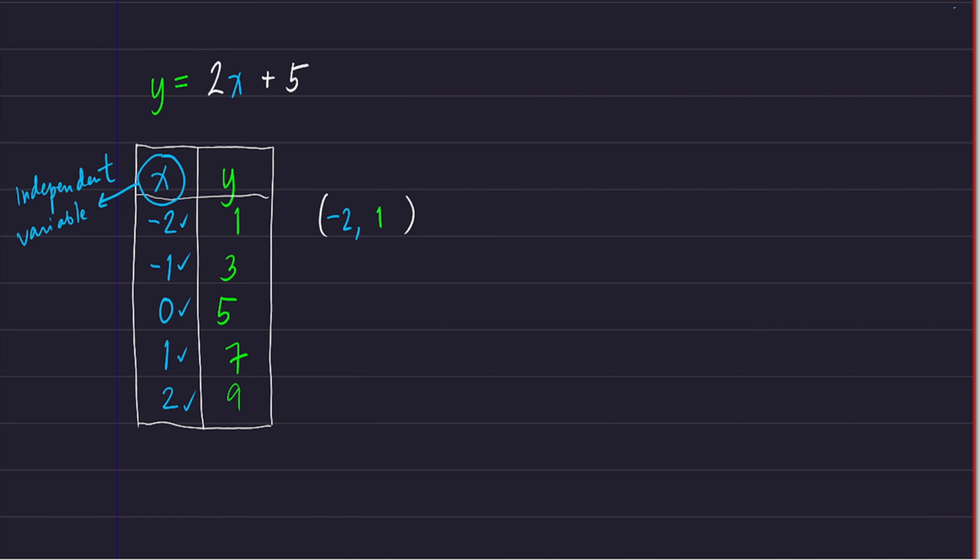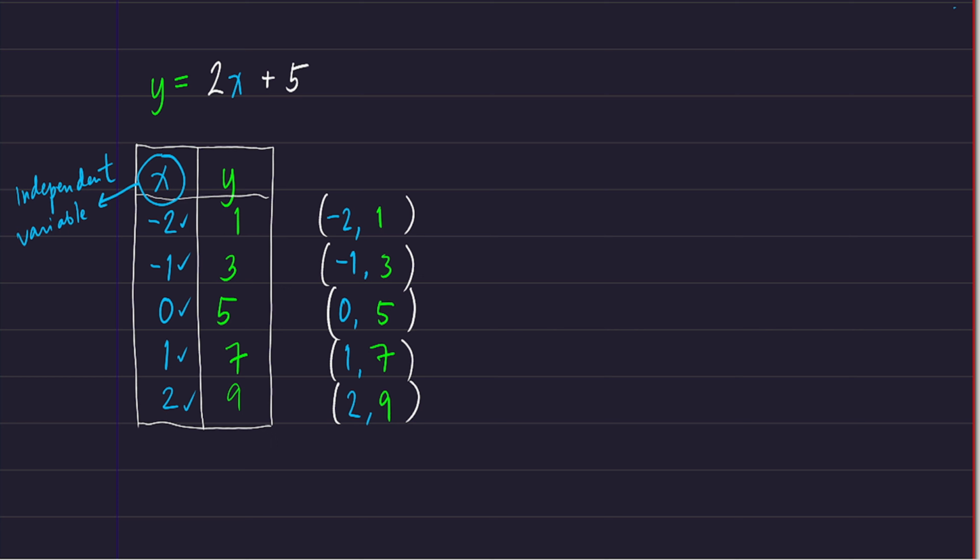So, gawin lang natin siya the rest of the values. So, we have -1 and 3. Next, we have 0 and 5. So, this is 0, 5. Next, we have 1, 7. And lastly, we have 2, 9. Ayan. Meron na tayong coordinates. So, pwede na natin itong i-plot sa Cartesian plane.